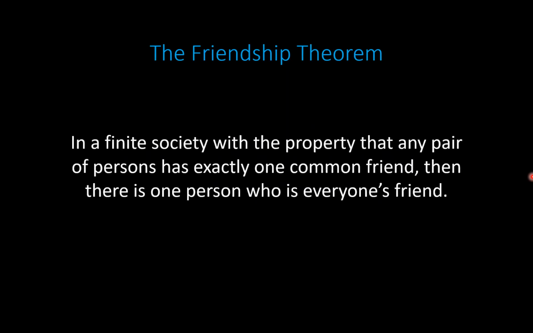I would like to share with you the friendship theorem, which is a result in spectral graph theory proven by Erdős, Rényi, and Sós in 1966. The friendship theorem, in its sociological form, is stated as follows. In a finite society with the property that any pair of persons has exactly one common friend, there's one person who is everyone's friend.